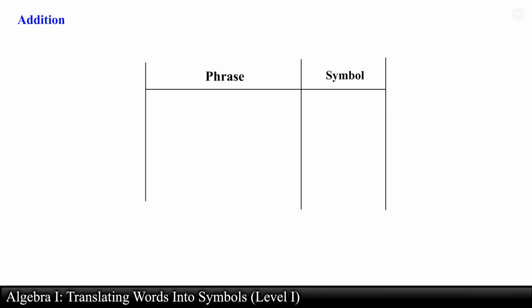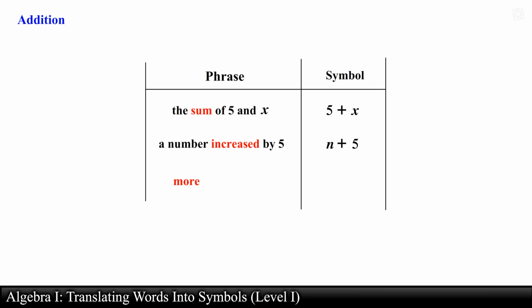Alright, we are going to systematically go through each mathematical operator and learn how to translate specific phrases into mathematical symbols. Let's start with addition. The common phrases that correspond to addition are the words sum, as in the sum of 5 and x, increased, as in a number increased by 5, and more, as in 5 more than a number.